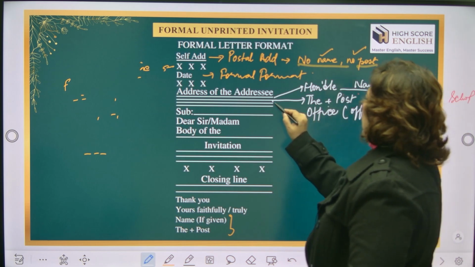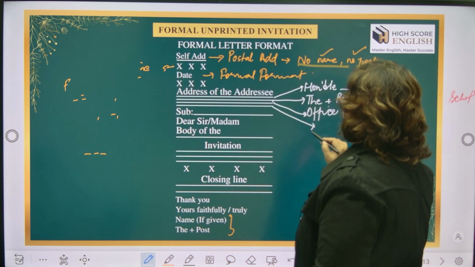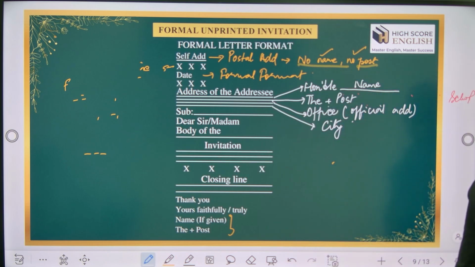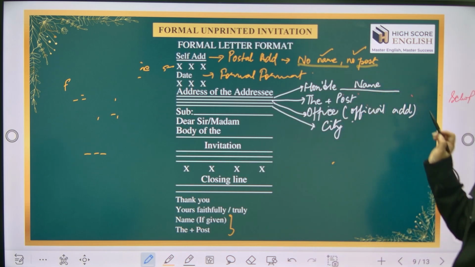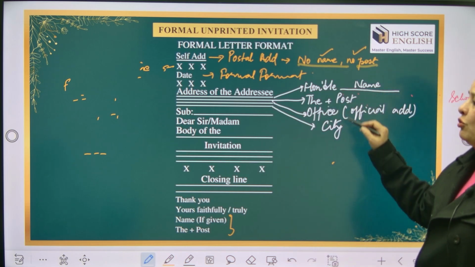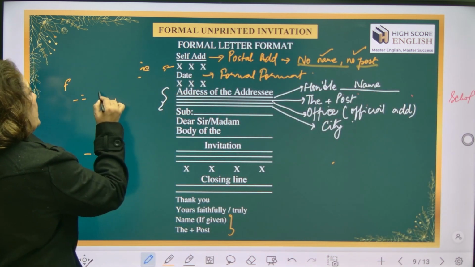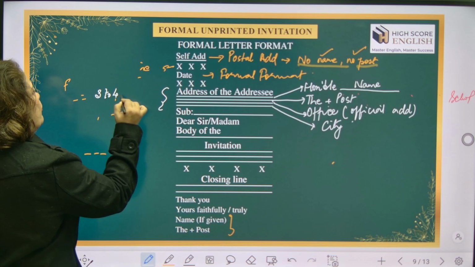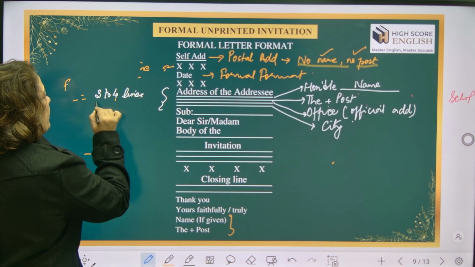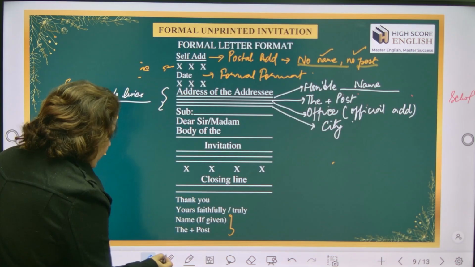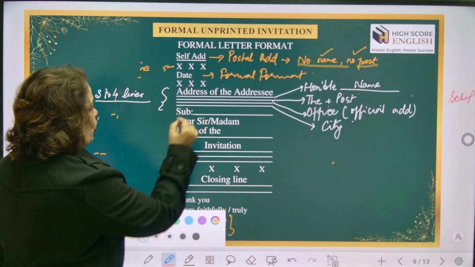Fine. And then 4th line, you have to write his city. This is what you have to do. Just 4 lines. If name is not there, then 3 lines. So your address of the addressee is going to be in 3 to 4 lines. Keep this thing in mind. Okay. After writing the address of the addressee, we write the subject.